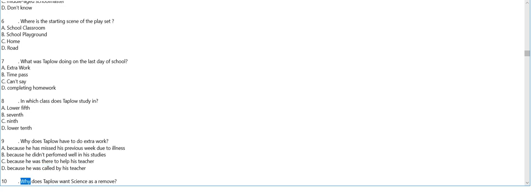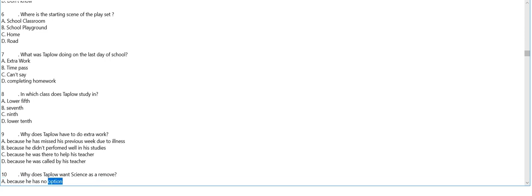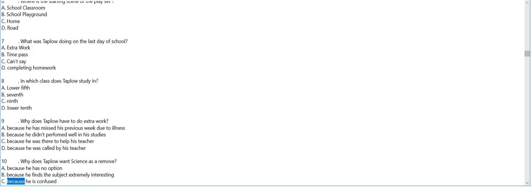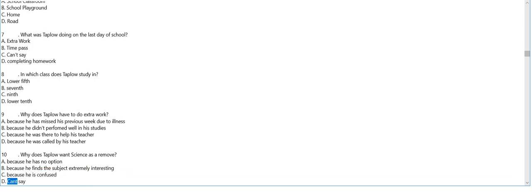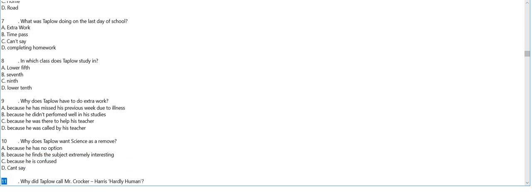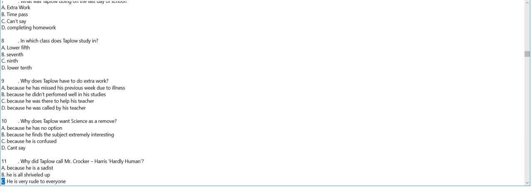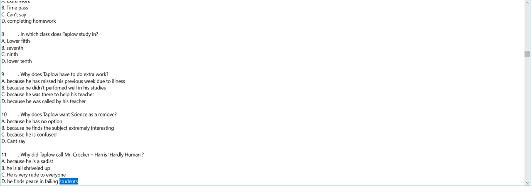10. Why does Taplow want science as a remove? A. Because he has no option. B. Because he finds the subject extremely interesting. C. Because he is confused. D. Can't say. 11. Why did Taplow call Mr. Crocker-Harris hardly human? A. Because he is a sadist. B. He is all shriveled up. C. He is very rude to everyone. D. He finds peace in failing students.